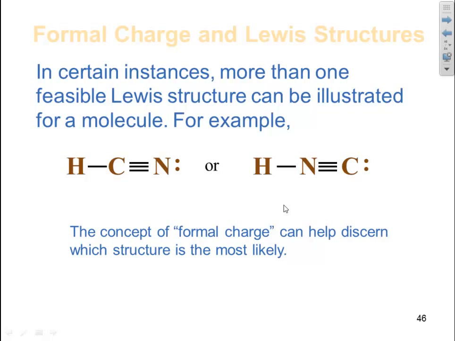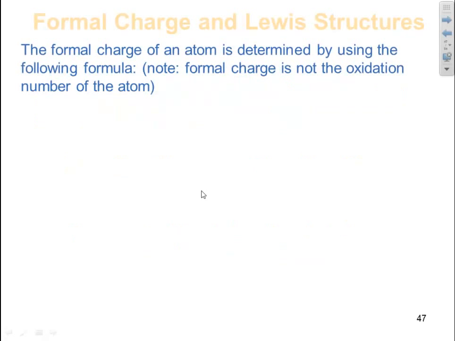Now, in our instance, if you follow the rules I gave you, you would pick HCN with C being the central atom based on it being the least electronegative atom. But in some cases, you might need to draw a structure and then analyze it to see which one is the better structure, and by doing formal charge, you can determine that. The formal charge of an atom is determined by using the following formula. Note, formal charge is not the oxidation number of the atom. Formal charge is dictated by how the structure is put together, by the number of bonds, etc.